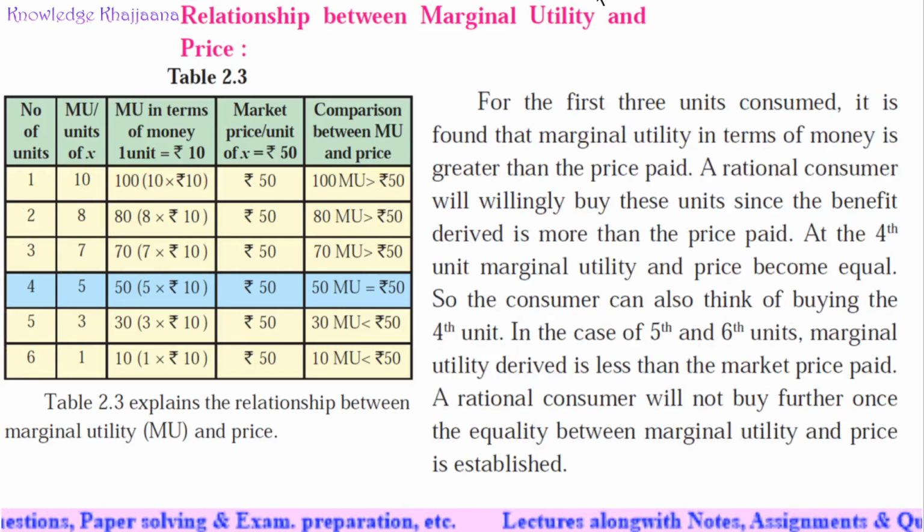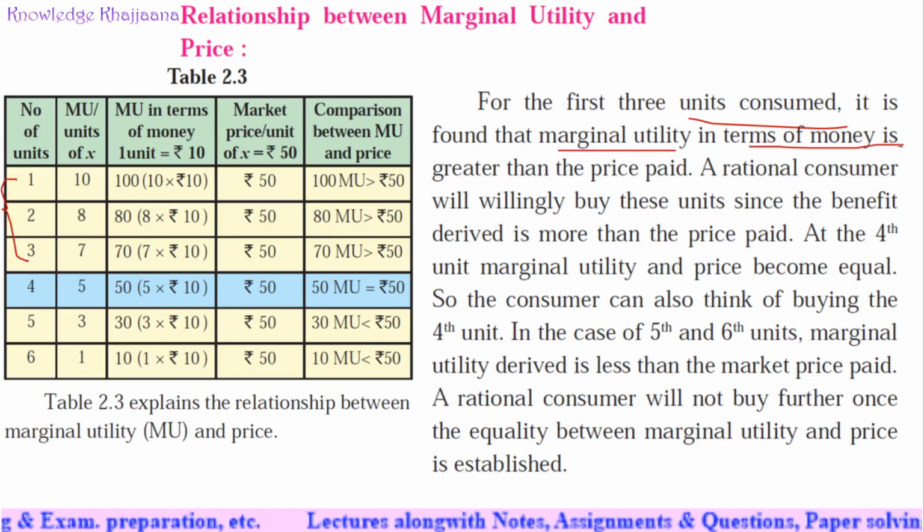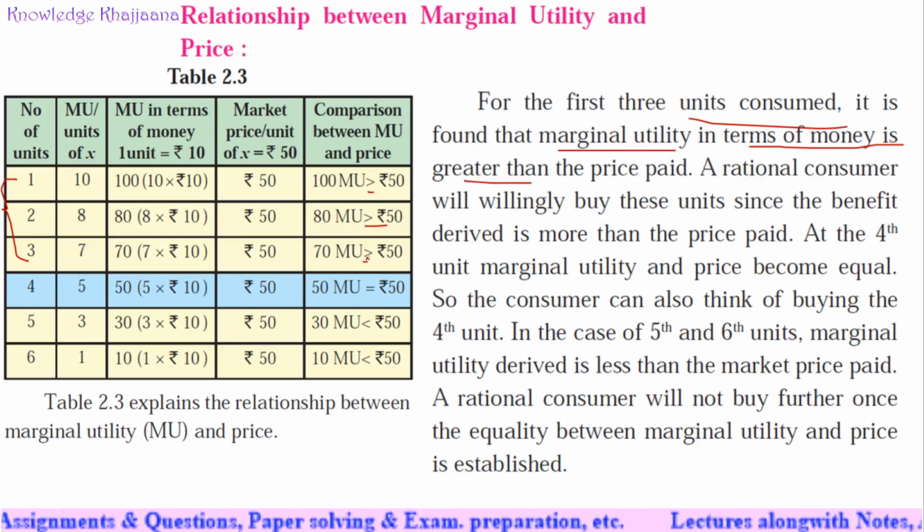See, for the first 3 units consumed, it is found that marginal utility in terms of money is greater. It is greater and greater for the 3 times. It is greater than the price paid. So we have paid the price rupees 50. But how much satisfaction did we get? 100 for the first time, 80 for the second time, and 70 for the third time. So the marginal utility in terms of money is greater than the price paid.